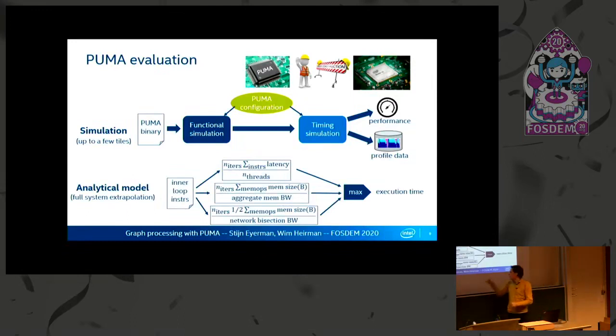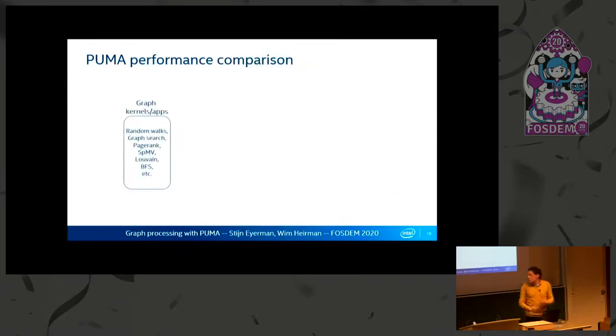We also have an analytical model, which I won't go into detail, because simulation is a very intensive process, so we can simulate up to a few tiles, but after that it becomes quickly infeasible, and therefore we use this analytical model, which we then validate using simulation on smaller cores. Then we took a whole bunch of kernels, graph kernels and applications.